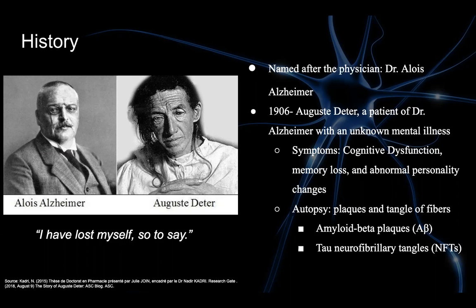Dr. Alzheimer ordered an autopsy after her death, and her brain revealed an accumulation of plaques and tangles of fibers, as well as atrophy of the frontal cortex. These would subsequently become known as amyloid beta plaques and tau neurofibrillary tangles, which are still used as biomarkers of Alzheimer's disease today.